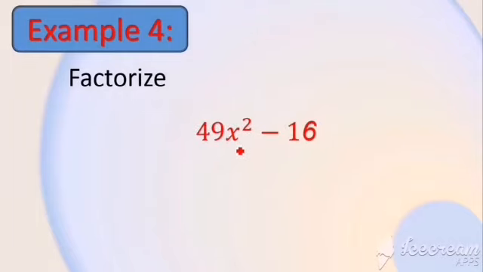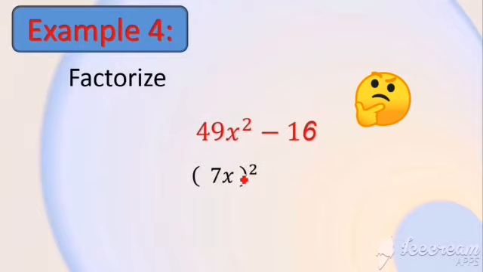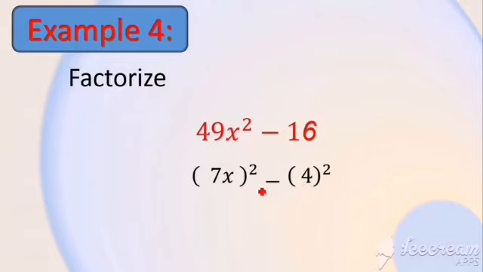49x squared minus 16. Again, what should you do first? I have to make sure that it is a difference between two squares. 49x squared is 7x all squared. 16 is 4 squared. So it is a difference between two squares. Very good. And what's step 2?